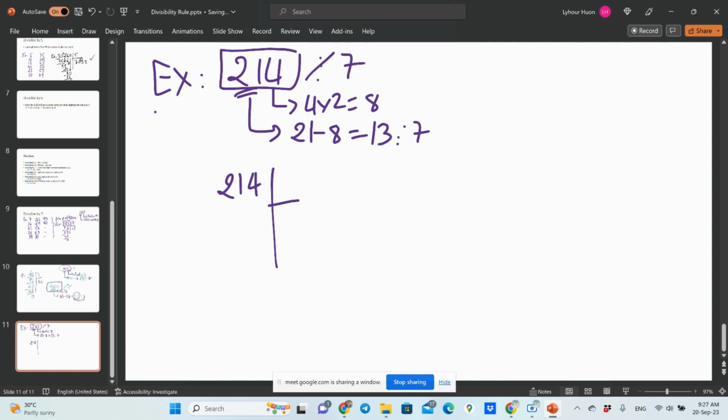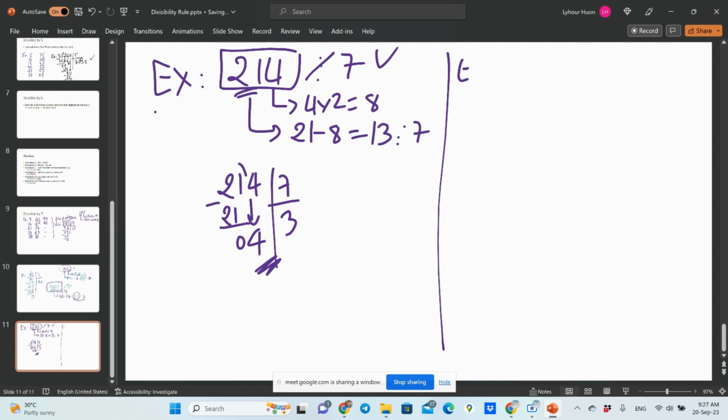Okay, divide by 7. Take two digits, 3 times 7 is 21, and then 0, we drop the 4. Now we cannot continue the division, so this is not divisible, with a remainder of 4. So the rule is correct. Now, can you give another example that is divisible by 7? This is not divisible. Now we want a number that is divisible by 7.